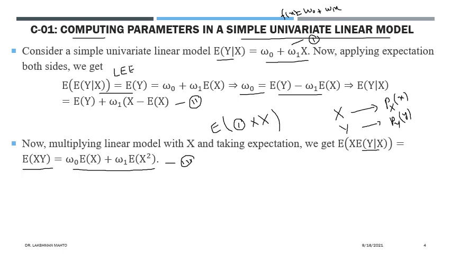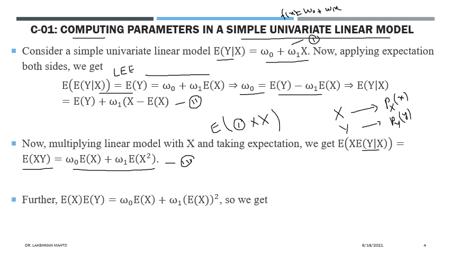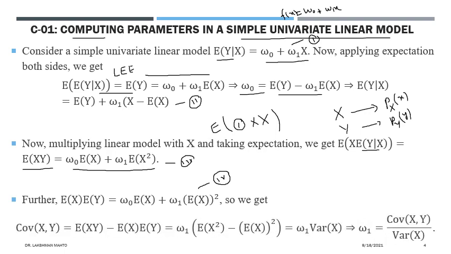That means the second moment. And further, we multiply by the expectation of x on both sides of this equation, and then we get equation 4. Now by taking equation 3 and equation 4 and recalling the definition of covariance, we can find the expression of omega 1 as a ratio of the covariance of x and y and the variance of x.